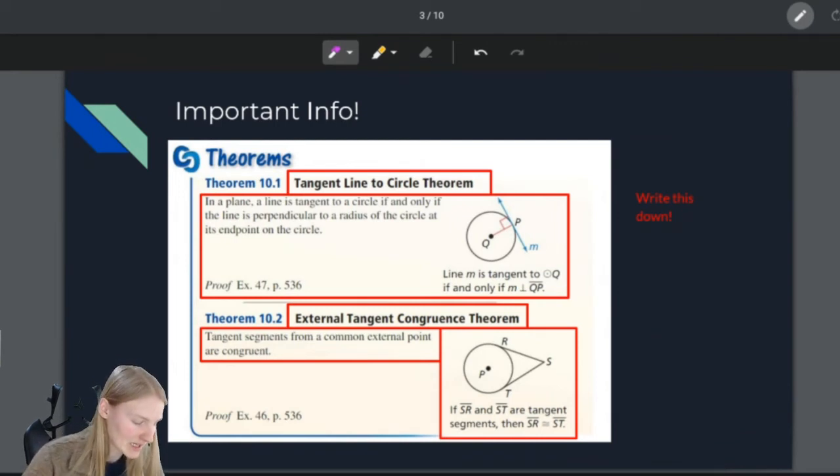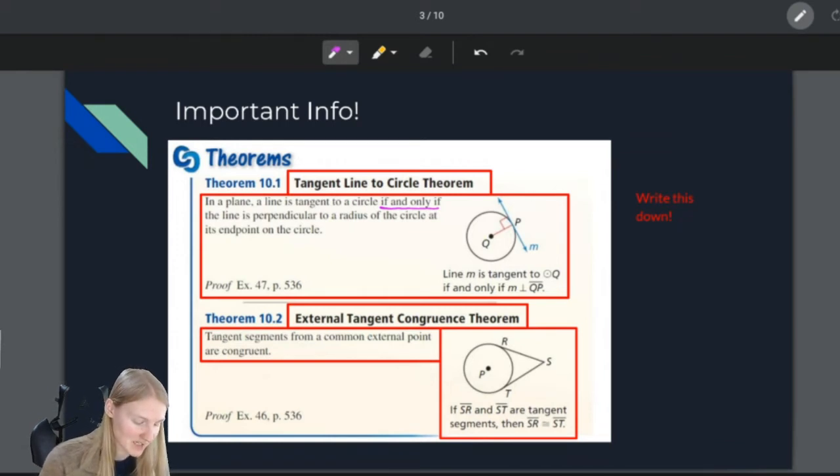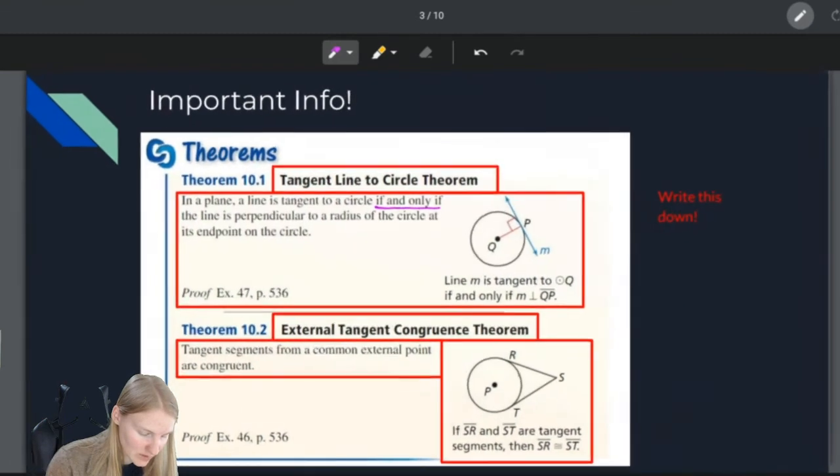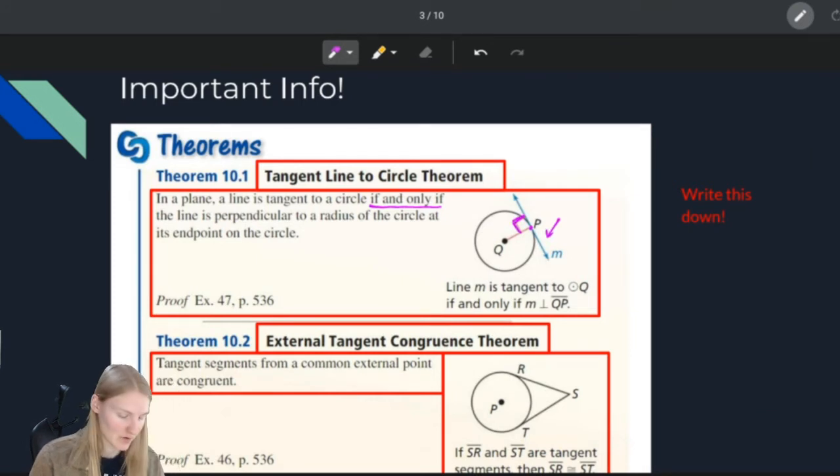So in a plane, a line is tangent to a circle if and only if the line is perpendicular to a radius of the circle at its endpoint. So, let's even zoom in on here a little bit. This point right here, if this ain't a 90-degree angle, this is not a tangent. But if this is a 90-degree angle, then this is a tangent. And it works the other way too. If this is a tangent, then I have a 90-degree angle here. That's what that theorem says.